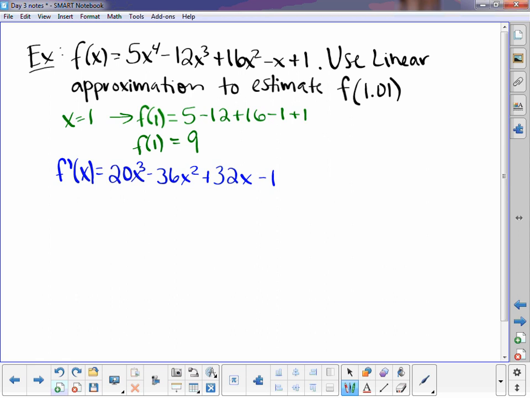I've got my derivative. Now what? Why did I want my derivative? What was my derivative for? To find the slope. Where do I want to find the slope? At 1, right? We're just trying to find the equation of the tangent line at 1, so we're just going to simply find the slope at 1. 20 minus 36 plus 32 minus 1. We'll get that.